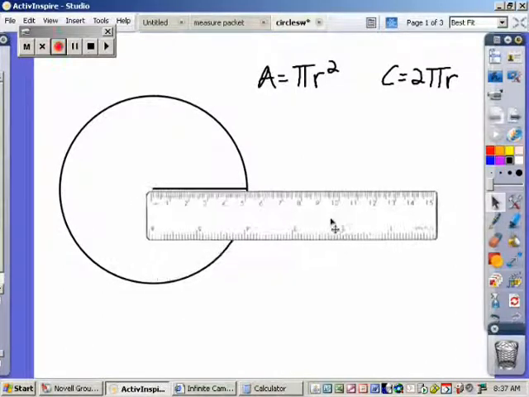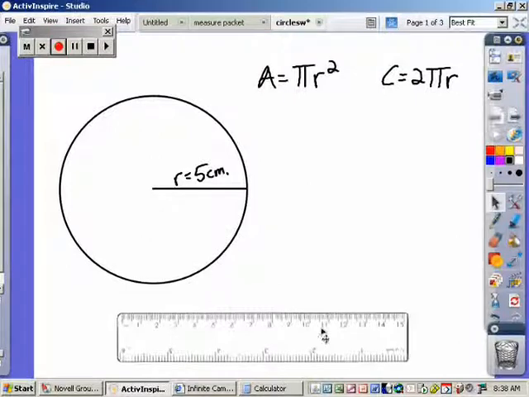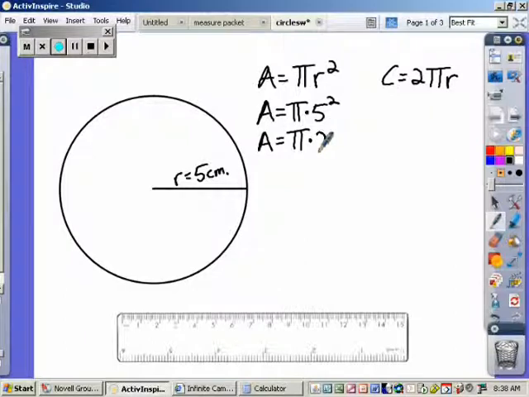So one thing we need is the size of the radius. So in this circle here, if we measure it, the radius is about 5 centimeters according to this ruler. So basically with each formula we can plug in 5 in place of r, and we can figure out the area and the circumference. So here I plugged in 5 in place of r. Now 5 squared is 25.